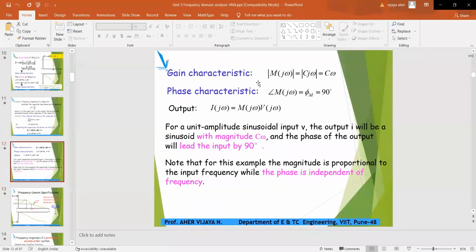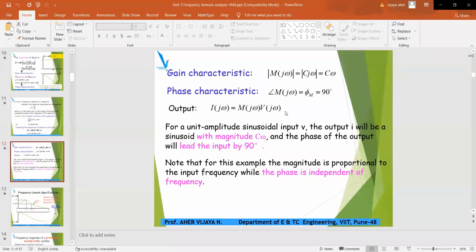So the gain equation is nothing but the mod of the transfer function in frequency domain analysis, that is, mod of M(j omega) is equal to mod of C(j omega), which is equal to C omega, and the phase characteristic is this equation, that is, phase is equal to 90 degree. Now what is the output? Output I(j omega) is equal to the transfer function, denoted by letter M(j omega), into the input. Input is V(j omega). So this is the equation for output.